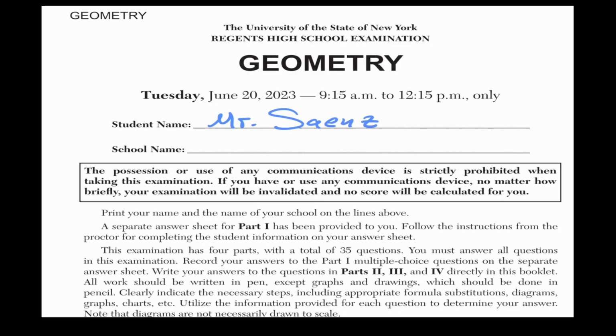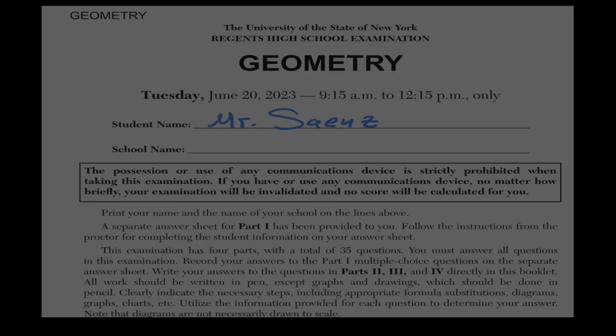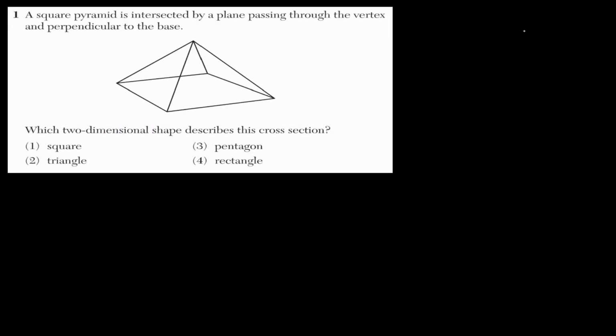Welcome. Let's discuss the multiple choice question for the geometry regions for June 2023. In question 1, we have that a square pyramid is intersected by a plane passing through the vertex and perpendicular to the base. So let's understand the situation.